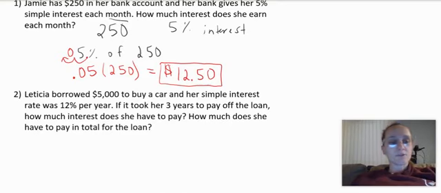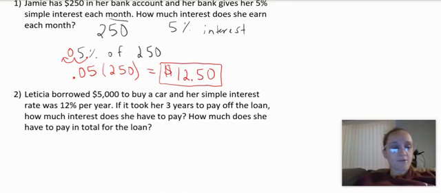Okay, so this is similar to number 1, but this time they're charging her interest, so like the bad kind of interest, instead of giving her free money. So this time I want to figure out what's 12% of 5,000, because that's going to tell us how much the simple interest is per year.